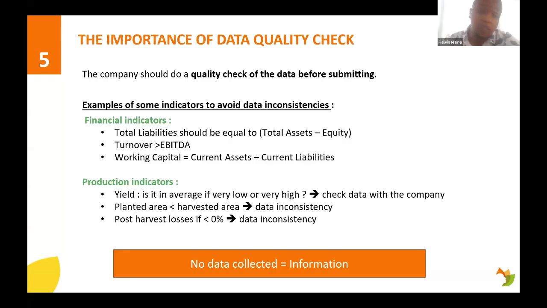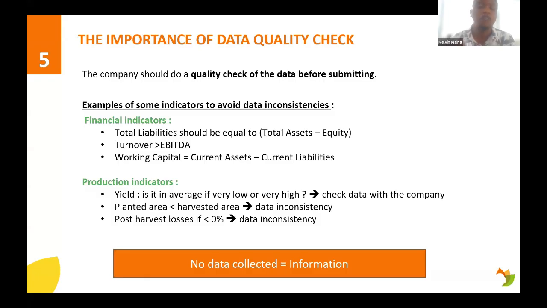So, examples of data indicators to avoid data inconsistencies. For example, looking at financial indicators: total liabilities should be equal to total assets less equity. Turnover greater than EBITDA. Working capital should be equal to current assets minus current liabilities. So when the financial data is provided and input on the system, this is part of the calculations that even the expert can look at quickly and know whether this information is accurate.